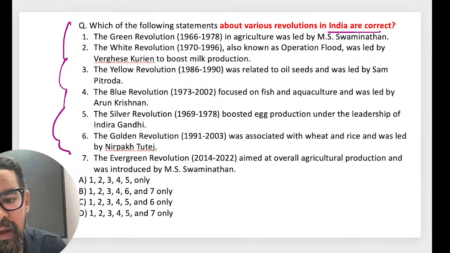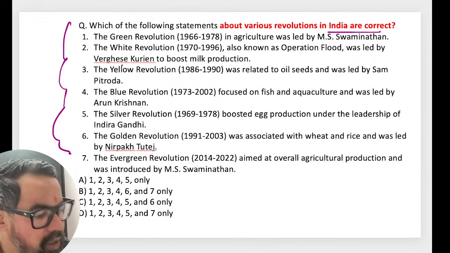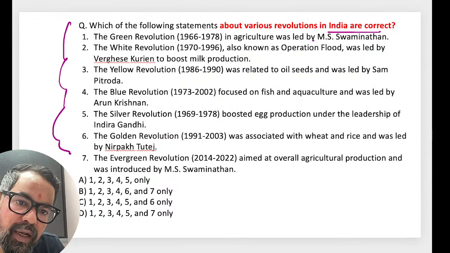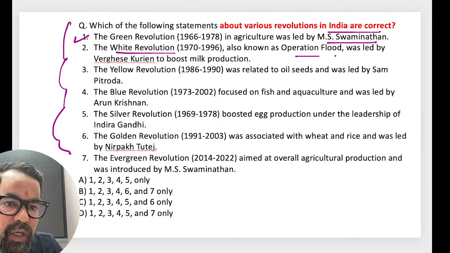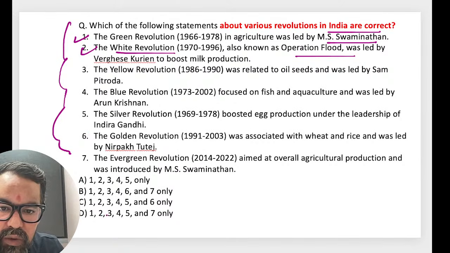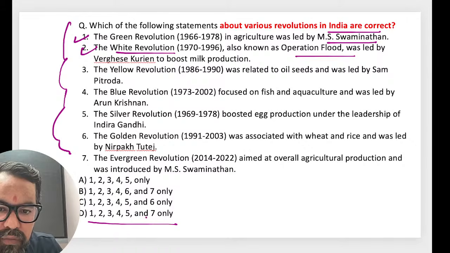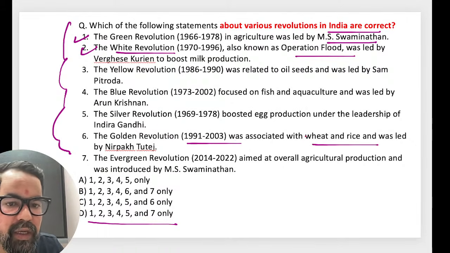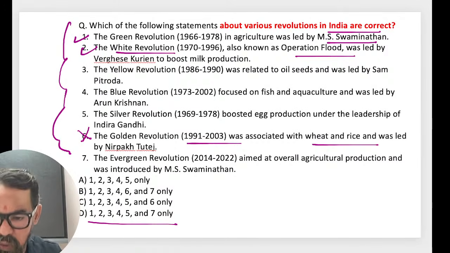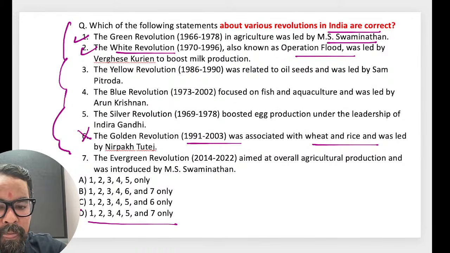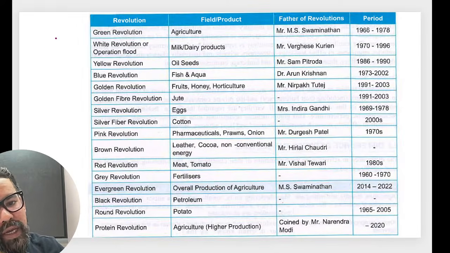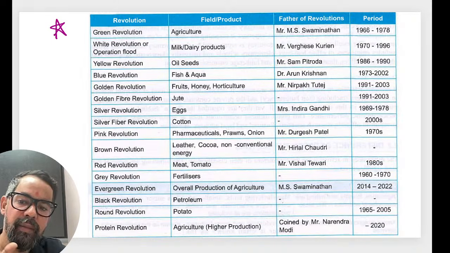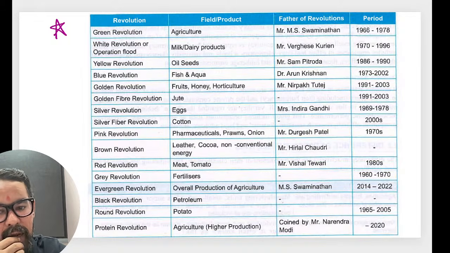So when it comes to this module, what are you suggesting, option D? Green revolution in agriculture was led by MS Swaminathan. That is true. White revolution, which is Operation Flood, milk and others, true. Which one is wrong here? D. I'll go with your answer because everybody is saying D. Golden revolution, which is associated with wheat and rice, no. What was the golden revolution related to? It was related to horticulture. Horticulture means fruit, honey and others, that was related to that particular one. There is one chart given in your book. No rectification is required. Again I am telling you, just revise this particular one before entering your examination. Go through it once or twice, that will help you in this particular case.